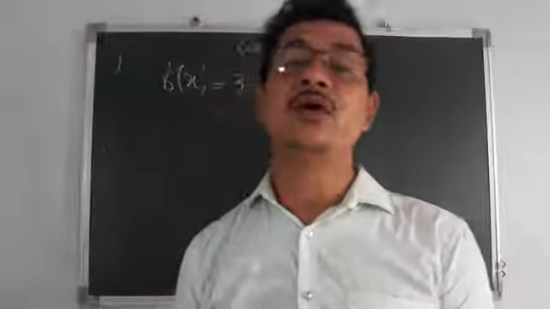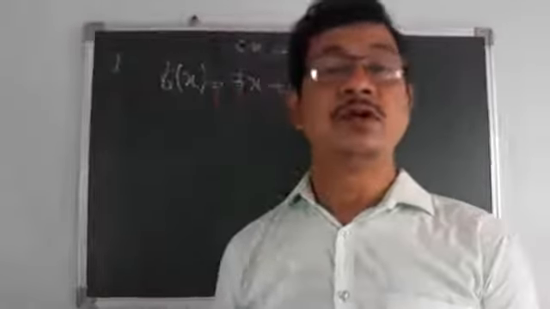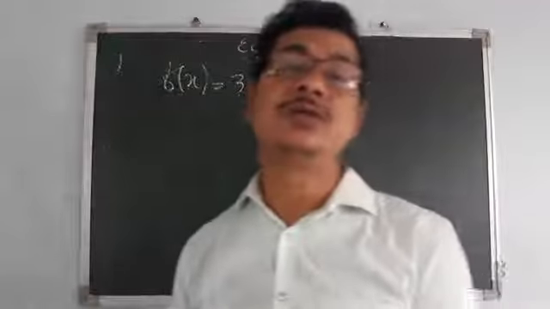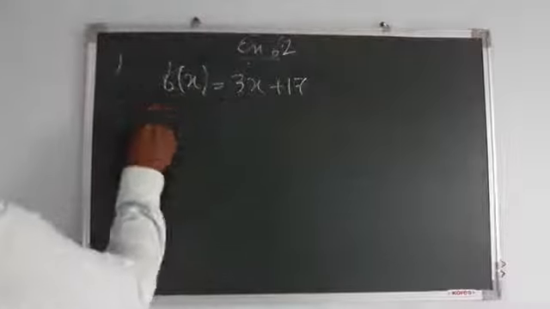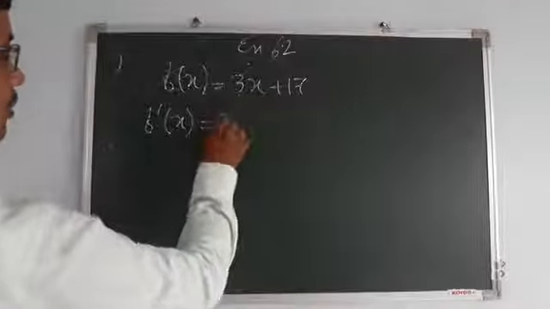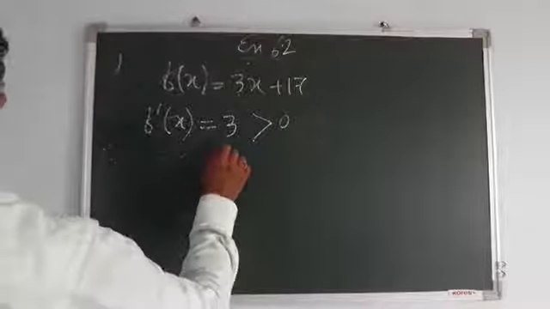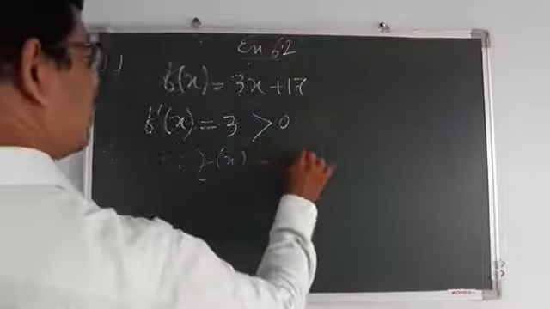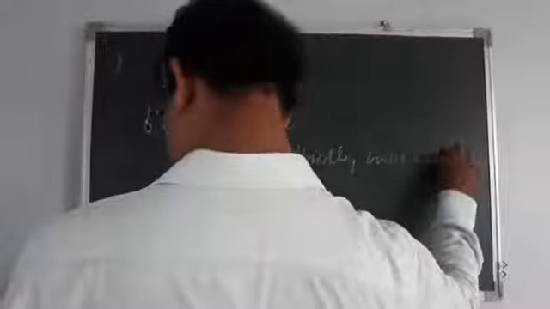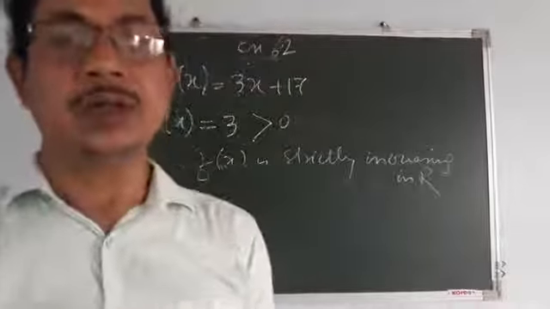The real numbers form an open set, because it is minus infinity to plus infinity. So we only have to show that the first derivative is positive. If we differentiate with respect to x, this is f dash x. Differentiating 3x, 3 is a constant and x gives 1, so 3 is a positive number. Therefore f(x) is strictly increasing in R. So this is our question number 1, and that we have done.